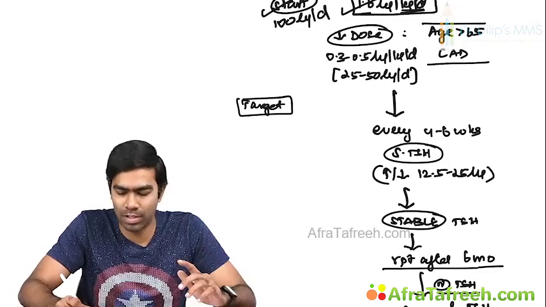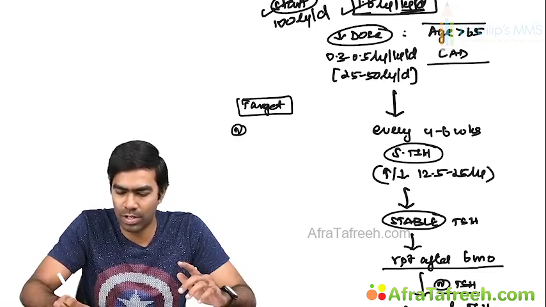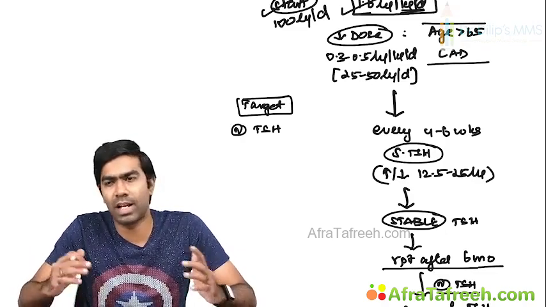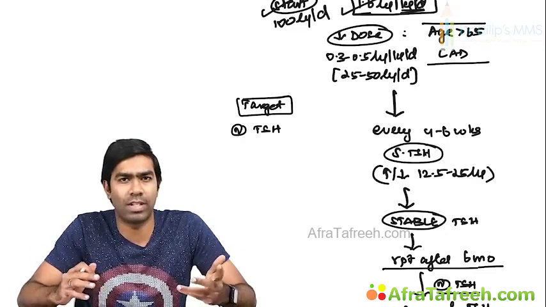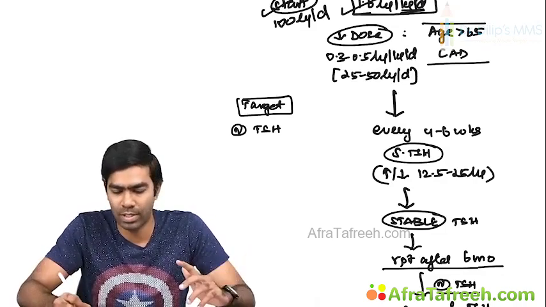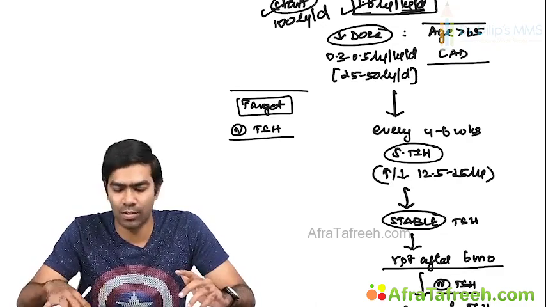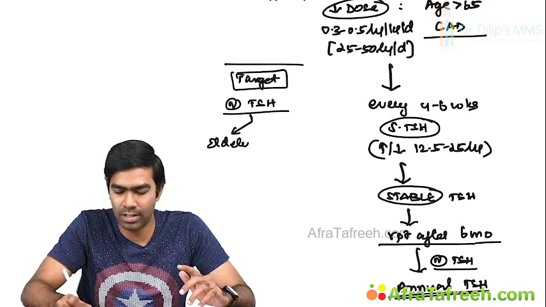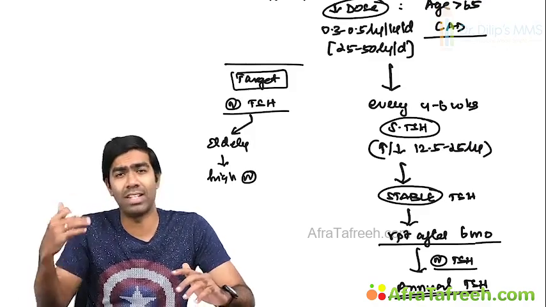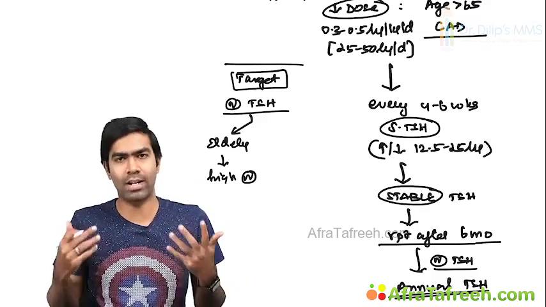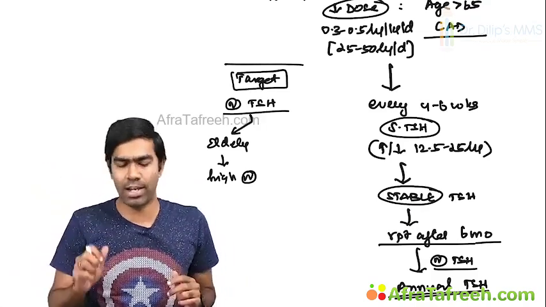Target is normalization of the TSH. Normal TSH is the target. So normalization means whether it's high normal, low normal, or in the middle range. We have no consensus, no data. Just maintain a normal TSH. Even though there is some data to suggest that if the patient is very elderly, maintain in the high normal range, because naturally TSH will be higher in the elderly. So you mimic that physiological response. So titrate the dose accordingly so that you maintain the high normal range.